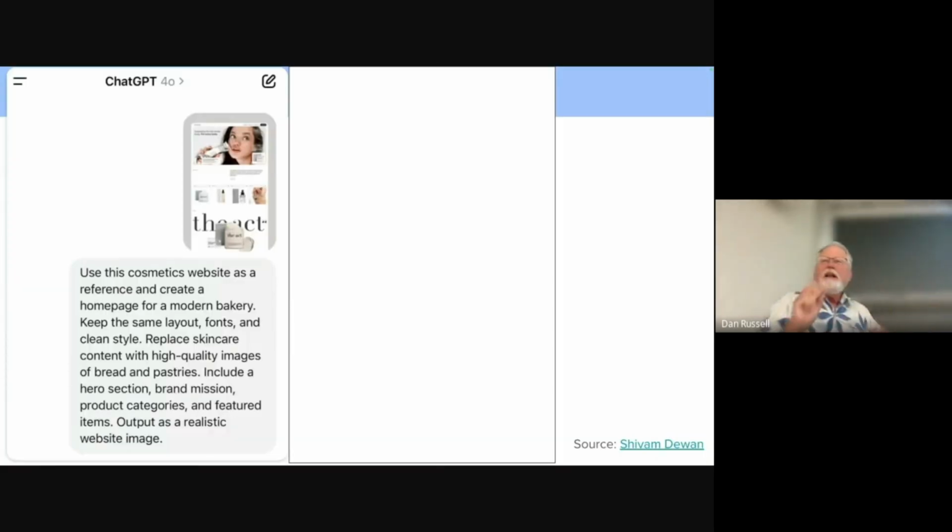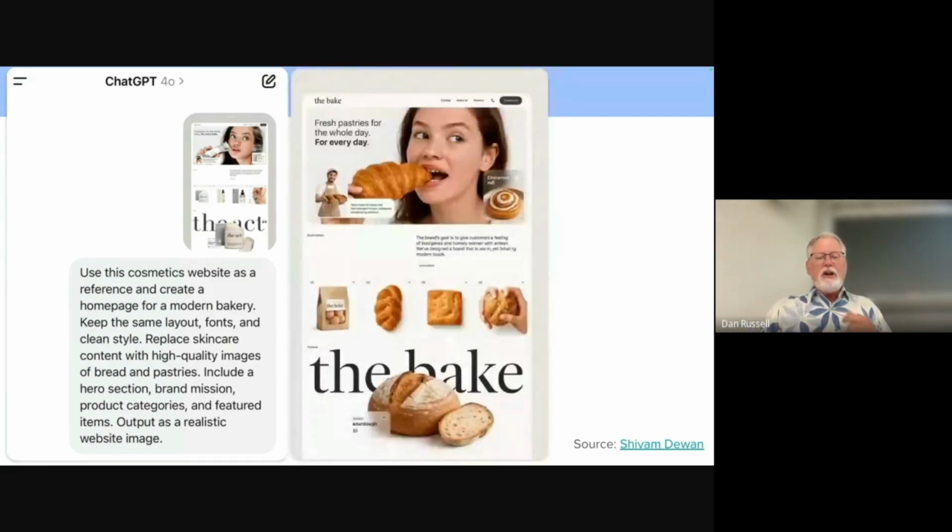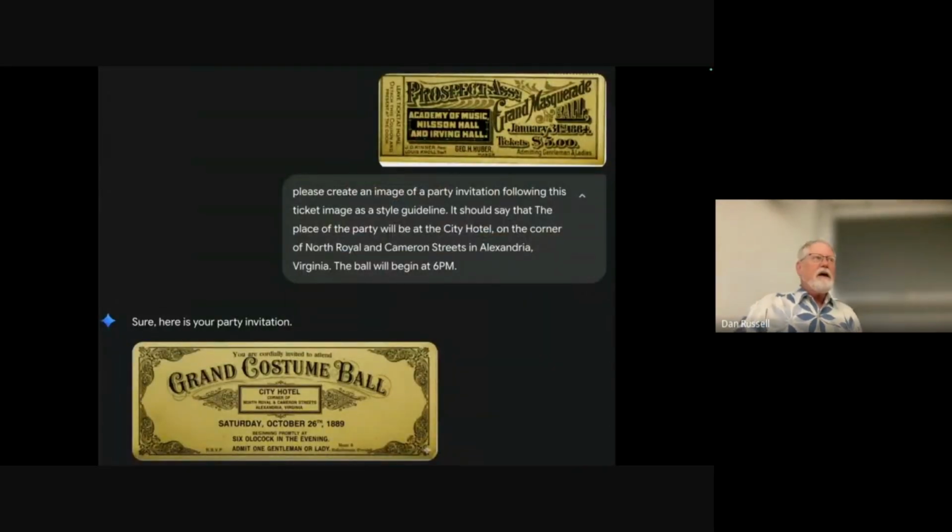Let's take that a little bit farther. I handed it a cosmetics website and said, using this website as a reference, create a homepage for a modern bakery. A little bit more detail right there. And it generated this. Okay. You see where I'm headed? So you can take this style transfer as a basic idea.